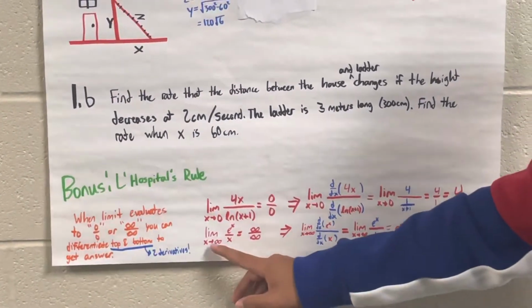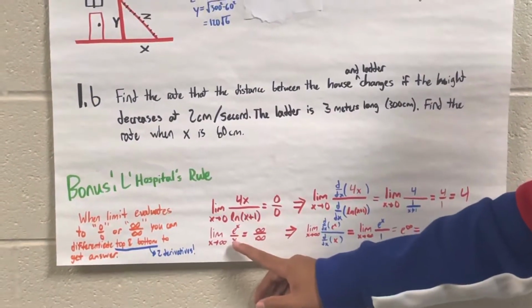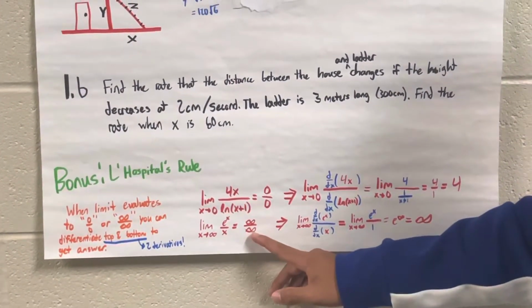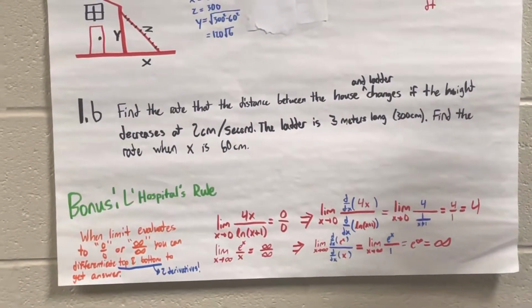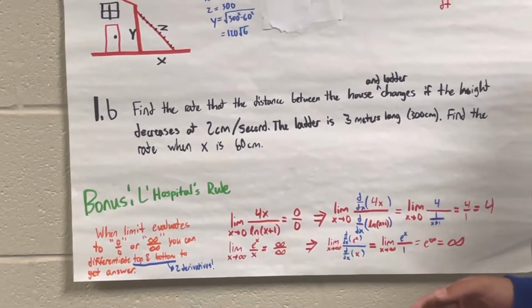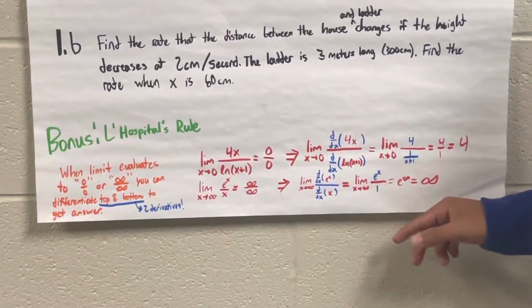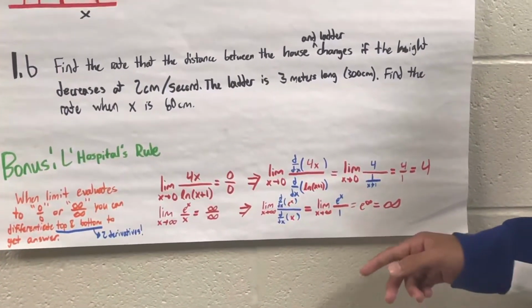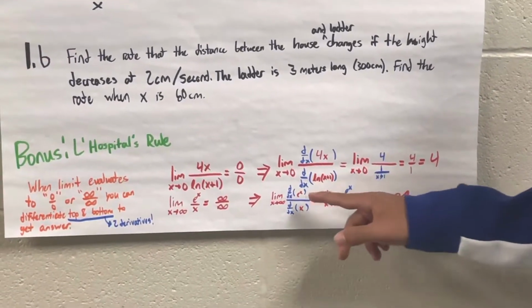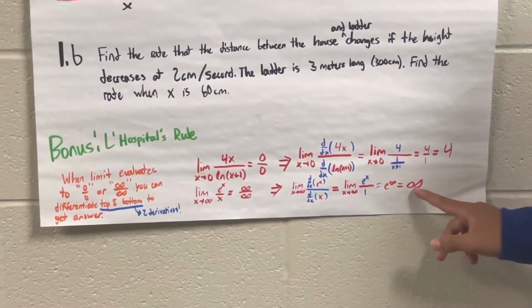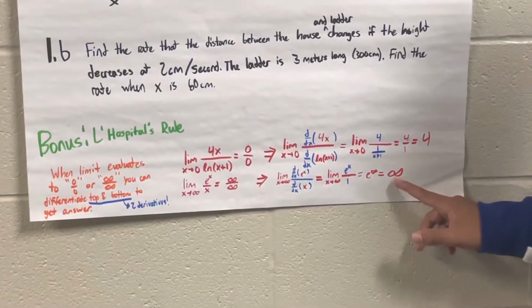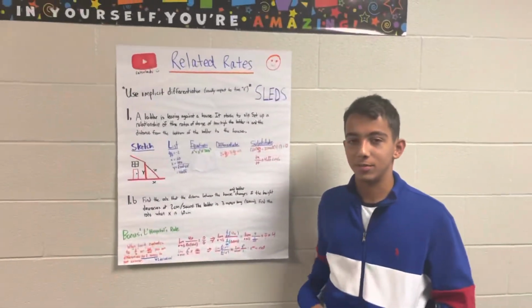And then here we have the limit as x approaches infinity of e to the x over x, which is infinity over infinity. So if we find the derivative of the numerator and the denominator, we're going to have the limit as x approaches infinity of e to the x over 1. Then you plug in infinity, e to the infinity, so your answer is that this approaches infinity.